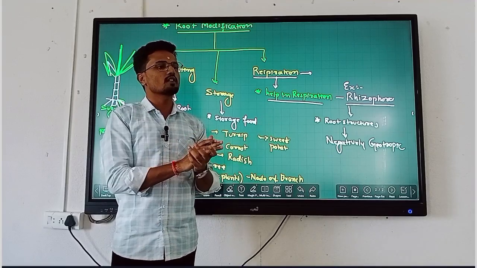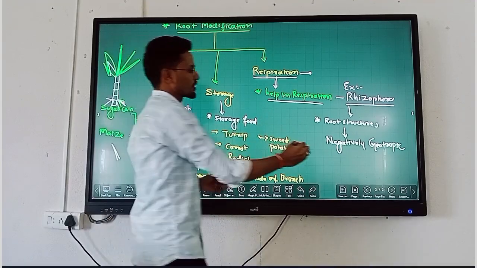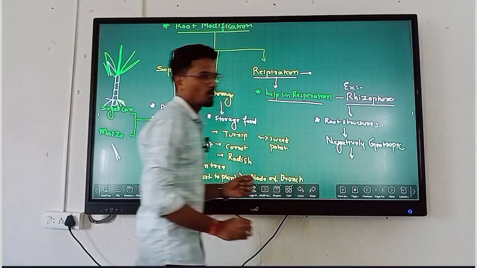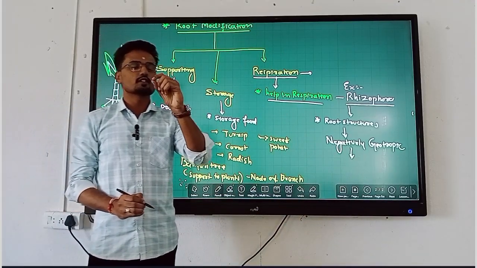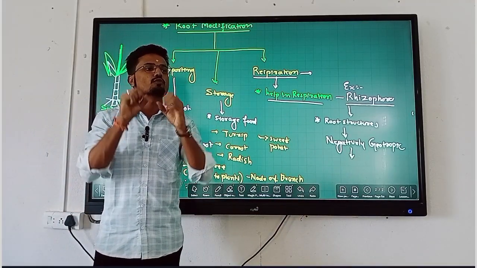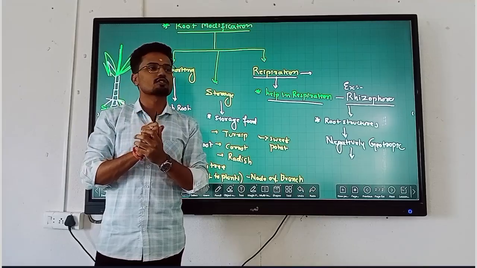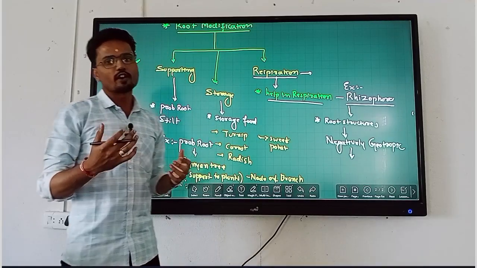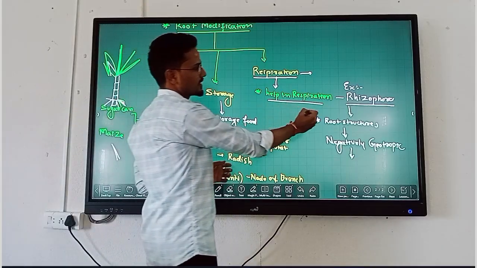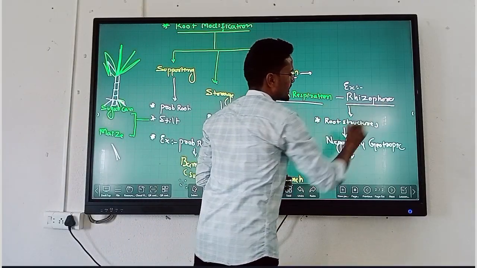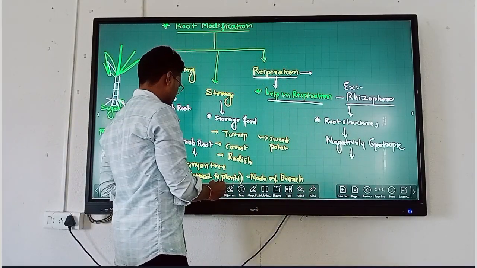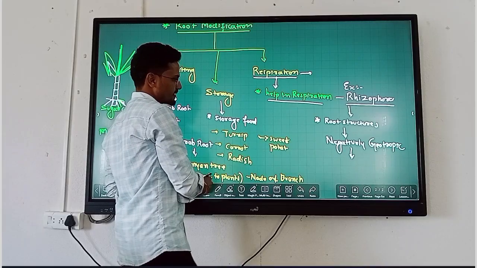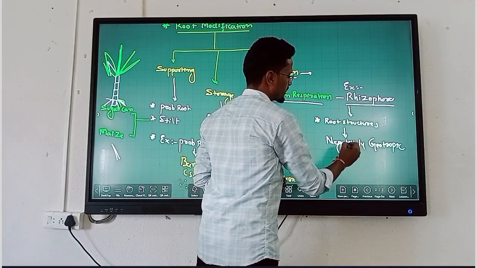or they come out from the soil and they have a pore. Through that pore, they accumulate oxygen from the atmosphere to fulfill their oxygen requirement in the plant. This special structure we see in rhizophora that is present in a mangrove forest. Okay, this is about a negatively geotropic plant.